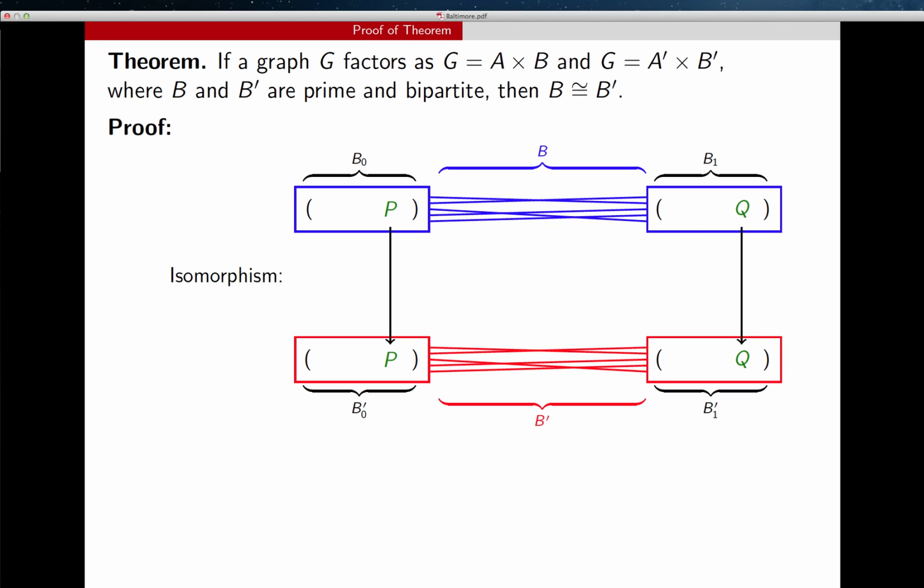I'll skip the details, but this is just the gist of the proof. We can't hope to prove everything today, but this is the way the proof works. We get our desired isomorphism from B to B prime. And we're done. We've now shown how the theorem is proved. If a graph G factors as G equals A times B and G equals A prime times B prime, where B and B prime are prime and bipartite, then B is isomorphic to B prime.